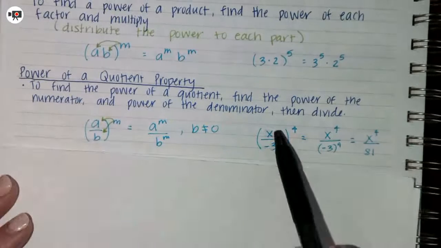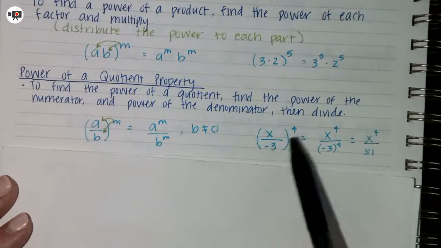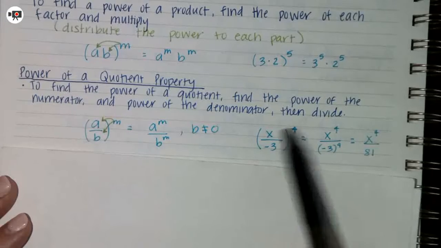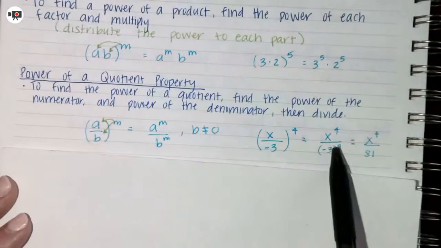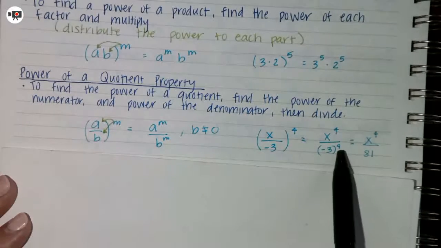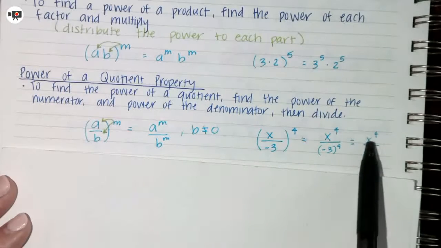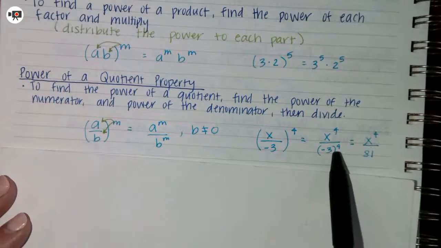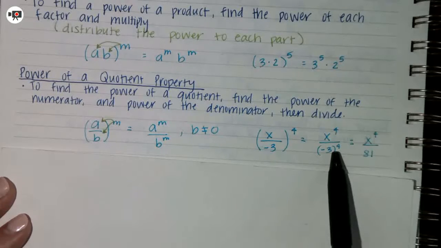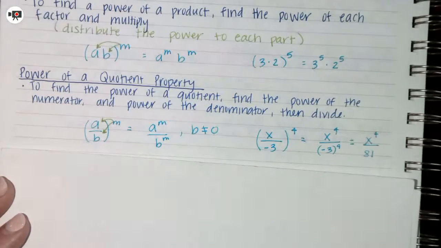An example of this could be x over negative 3 to the 4th. So this 4 gets distributed to be x to the 4th over negative 3 to the 4th, which would be x to the 4th, and negative 3 all to the 4th. That's negative 3 times negative 3 times negative 3 times negative 3 equals a positive 81.